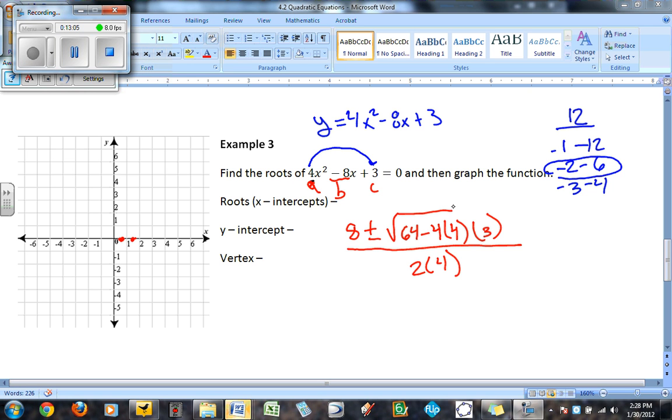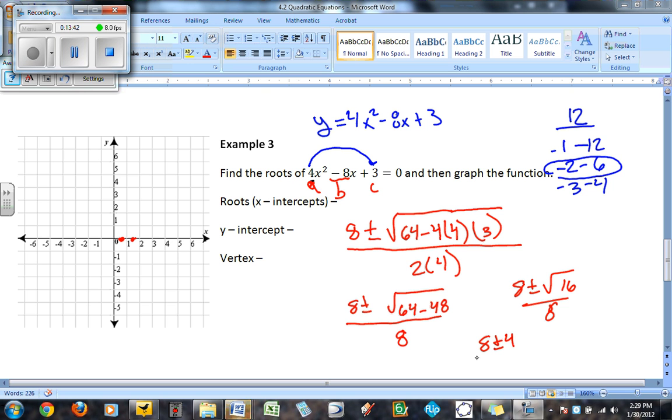So let's go ahead and simplify inside of the square root first. So we're going to have 64 minus 16 times 3, so we're going to have 48. So we have 8 plus or minus the square root of 64 minus 48 all over 8. 64 minus 48 is 16. So 8 plus or minus the square root of 16 all over 8. Square root of 16 is 4, so I have 8 plus or minus 4 all over 8.